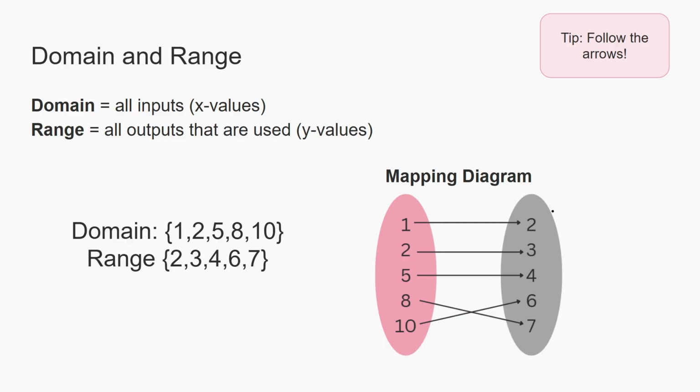of this diagram. The reason that the range is all the outputs that are used and not just all the outputs is sometimes in a mapping diagram, you'll see outputs that are never used. So my tip is to follow the arrows to see what's actually used.